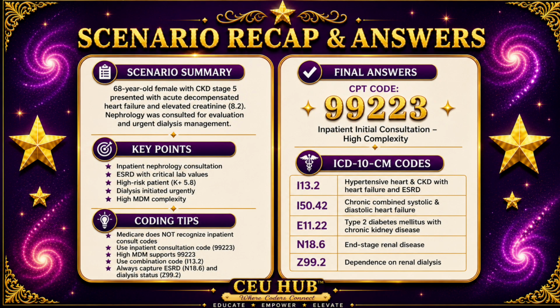So let's do a quick recap. For our diagnosis codes, our ICD-10, for our first code we have I13.2, our hypertensive heart and chronic kidney disease code. Our second code is I50.42, which is chronic combined systolic and diastolic CHF. Our third code is E11.22, which is type 2 diabetes with CKD. Our fourth code is N18.6, our end-stage renal disease code. And our very last code, Z99.2, is dependence on renal dialysis.